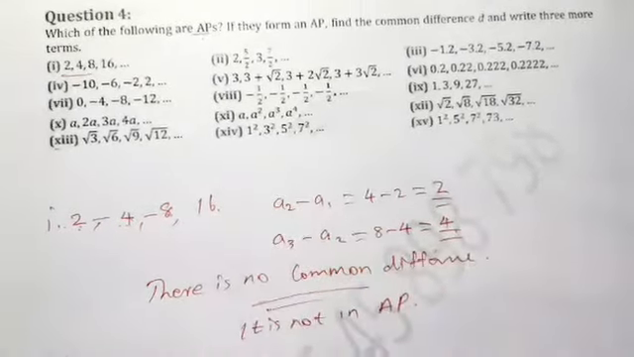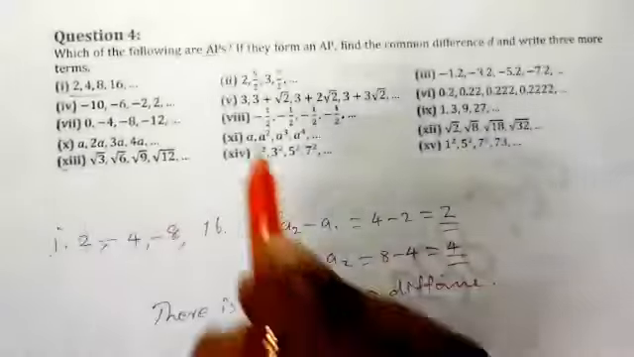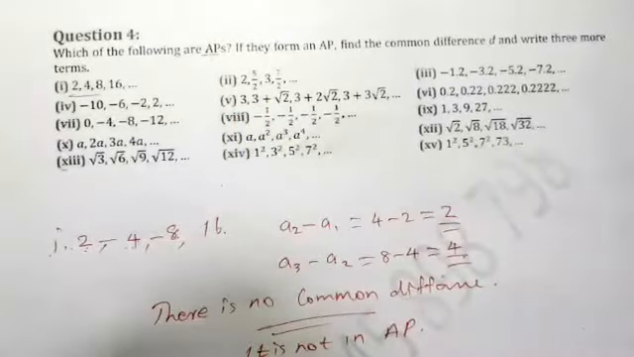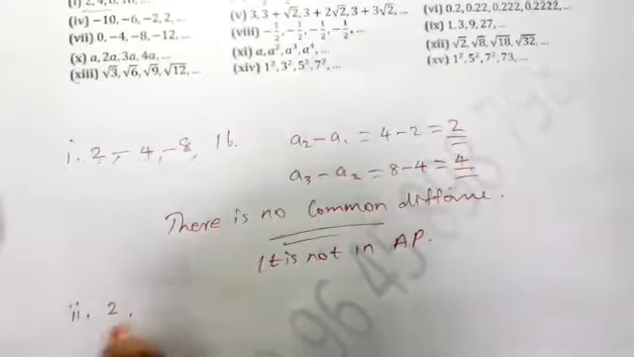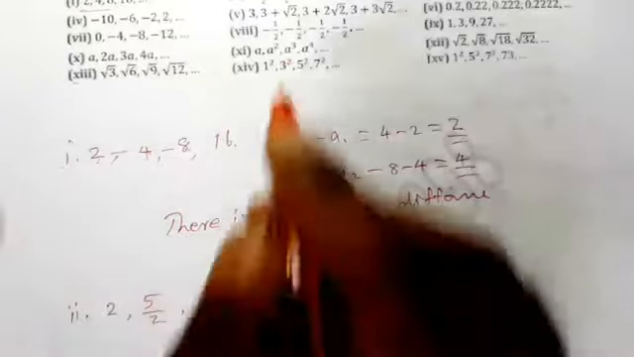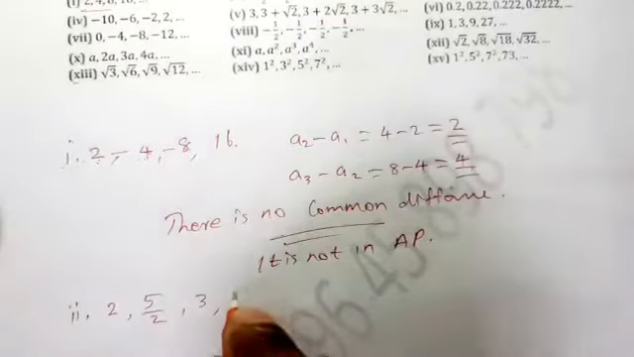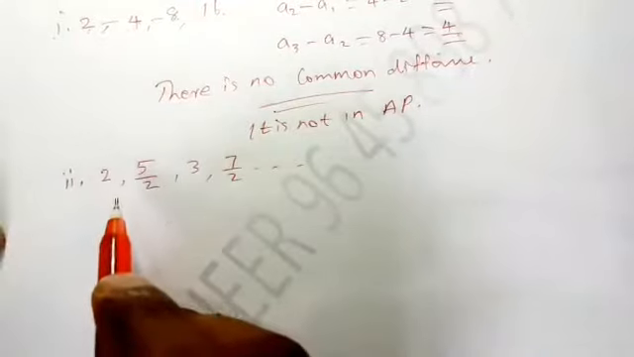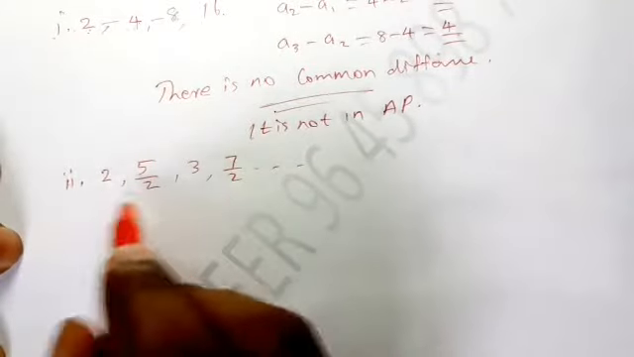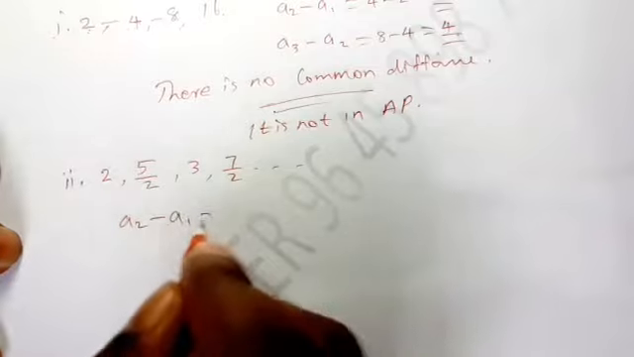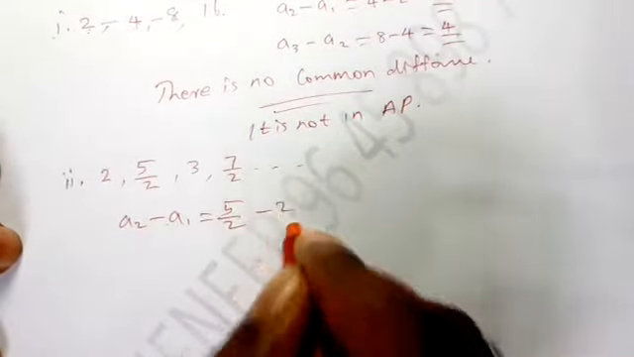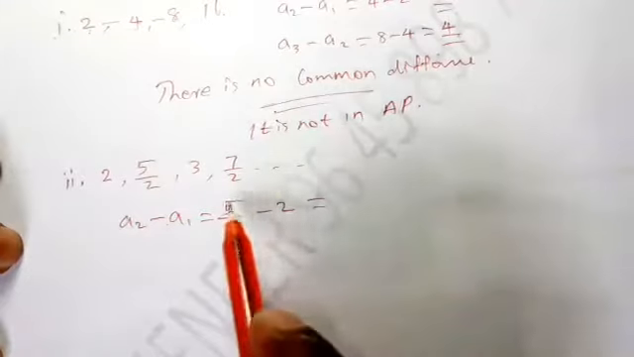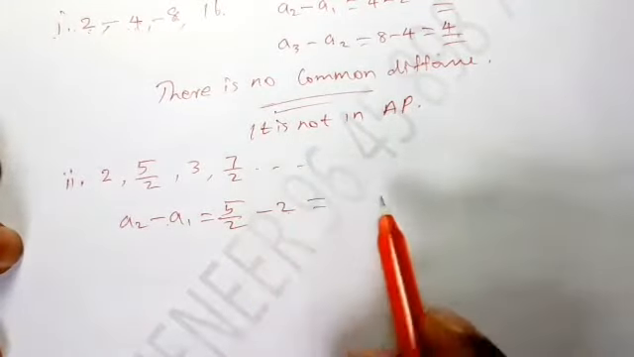Now we can think about the next question, the second question. What are the numbers? Here 2 is there, 5 by 2 is there, 3 is there, 7 by 2 is there, etc. So in this sequence, is it an AP or not? We can check the differences. A2 minus A1, that means 5 by 2 minus 2. Suppose you understand that 5 by 2 means 2 and a half, 2 and a half minus 2 is equal to half.